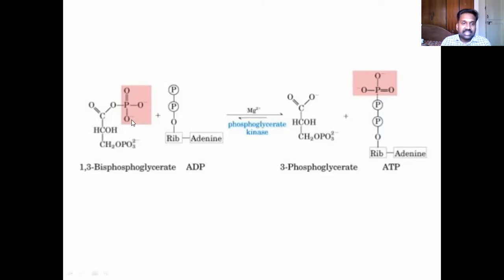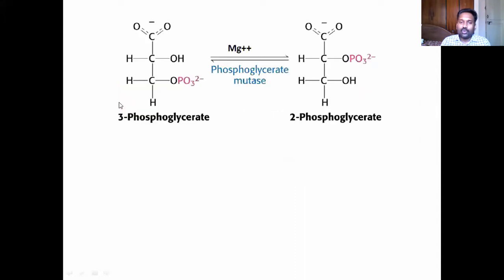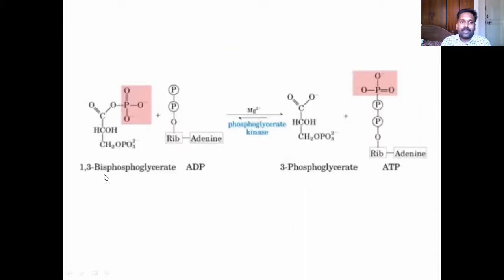Fine. So this can transfer its phosphate group to ADP and give you an ATP. Of course, since one phosphate group is lost, the bisphosphoglycerate becomes monophosphoglycerate. Of course, you have to specify the phosphate group's position. It is 1,3 here, and it is 3 here. So that means the phosphate in the first position is lost, given to ADP. And this is an example of substrate level phosphorylation. You see, ATP is produced directly by the transfer of a phosphate group from a high energy compound to ADP.